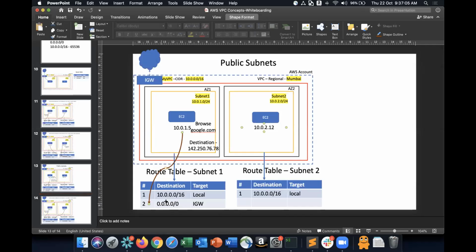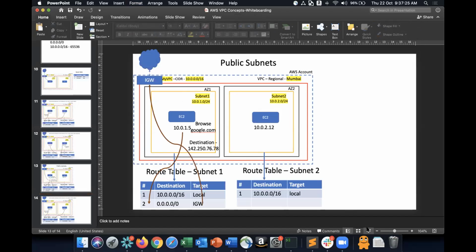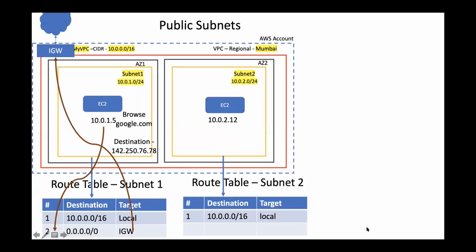Yeah, so then it'll find the target as internet gateway, and it will forward this traffic to the internet gateway. And then you'll be able to browse the website. So it will come here, find the route in the route table, and go to the target. The target will send it to the respective target which is attached to the VPC.